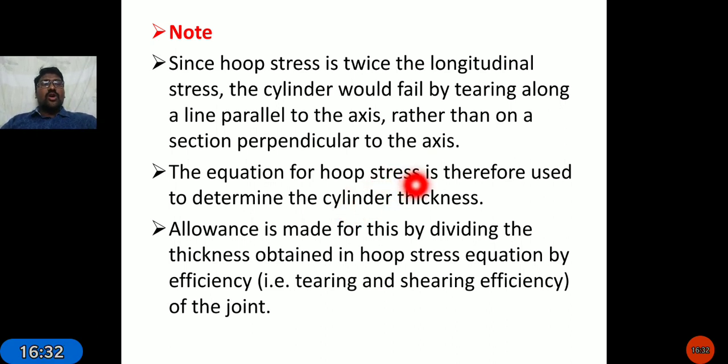Next, the equation of hoop stress is therefore used to determine the cylinder thickness. It is the main application of hoop stress. Next, allowance is made by dividing the thickness obtained from the hoop stress equation by the efficiency, that is, the tearing and shearing efficiency of the joint. In some cases the boiler is made up of riveted joints or welding or other cases, so we need to consider the efficiency of a joint, okay.